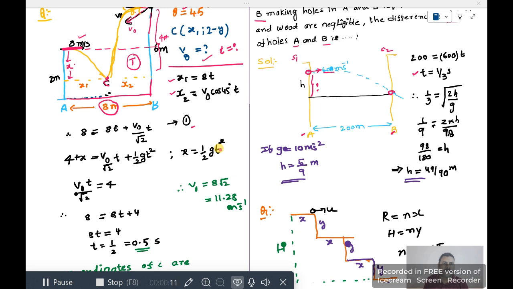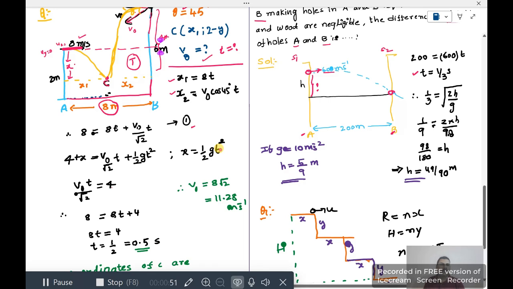So v sin 45, that means v naught by root 2, into t plus half g t square. All are positive only, because the initial velocity direction is downwards only. So positive only I will take. And we know x is equal to the displacement or distance traveled by the first projectile in downward motion with uy equal to 0, and ux equal to 8. So this is clear. Therefore x is equal to half g t square. Now this half g t square gets cancelled, and v naught into 2 by t is equal to 4.